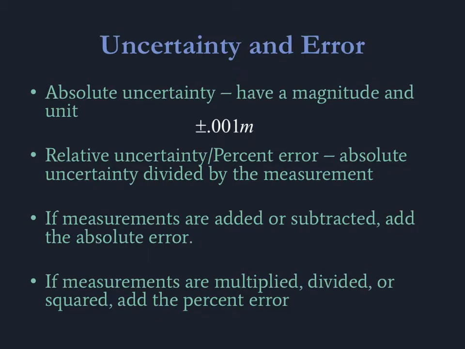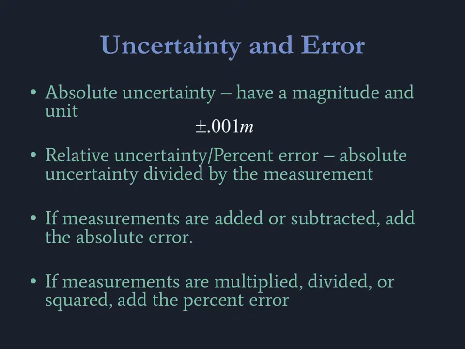With our uncertainty, we have 2 different types. We have what we call our absolute uncertainty. This is like what we just looked at. It has a magnitude and a unit. We get it from the device, from the measuring tool. So an example would be 0.001 meters. We have milli, so our measuring device here must be 2 millimeters to have a plus or minus 0.001 meters as our uncertainty.